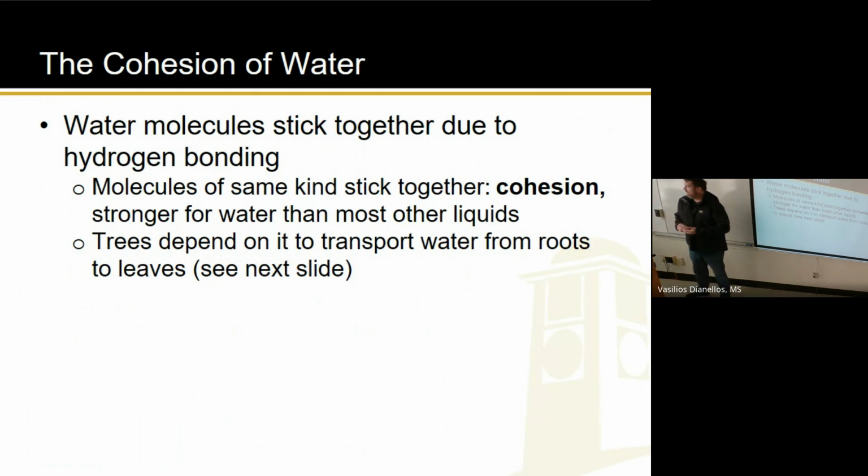Unlike water, right? Water has very strong hydrogen bonds. Well, I won't say that. It has more hydrogen bonds than most other molecules. Therefore, it's stuck together. Now, why is that important for life?